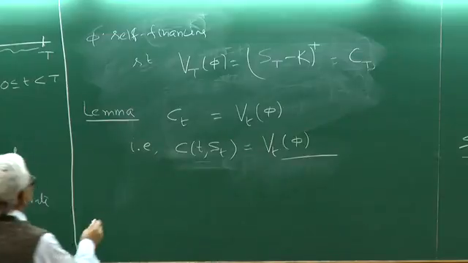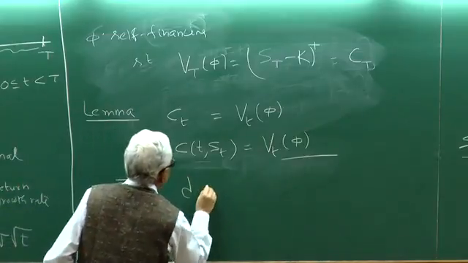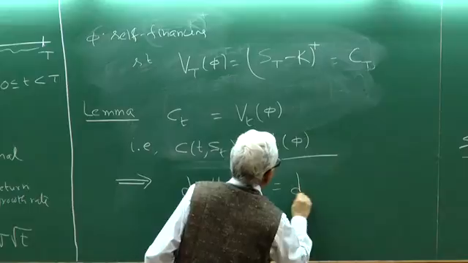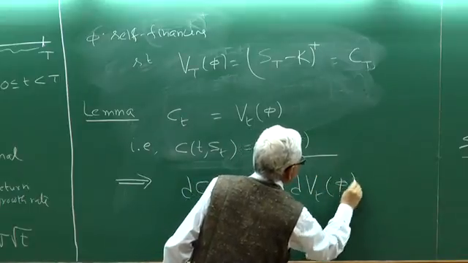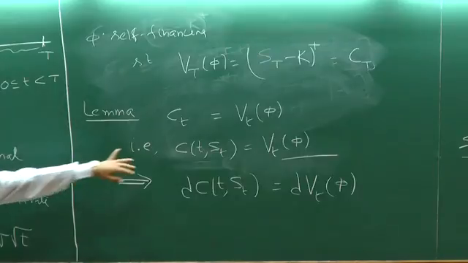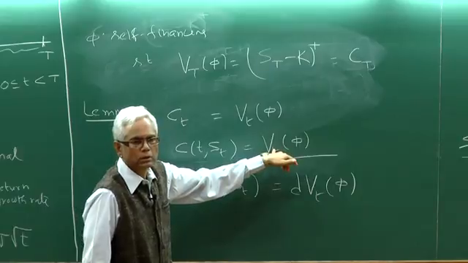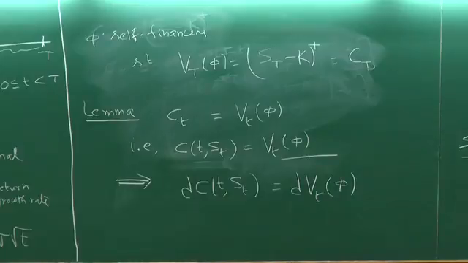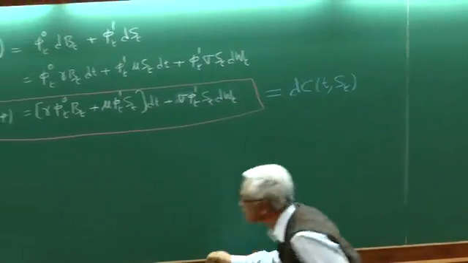This implies that dC_t of S_t is equal to dV_t of phi. If the call price is equal to the portfolio value, their infinitesimal change in a small interval of time must also be equal. And therefore I get something here. This is equal to... This part is okay.